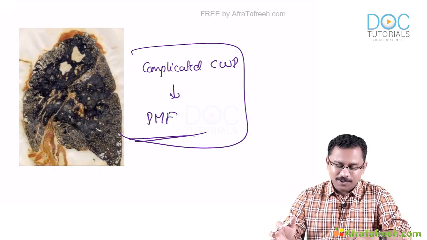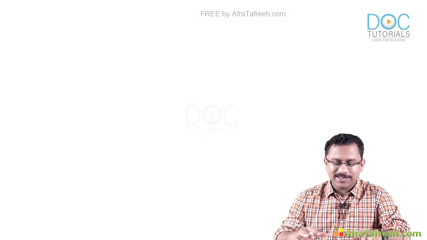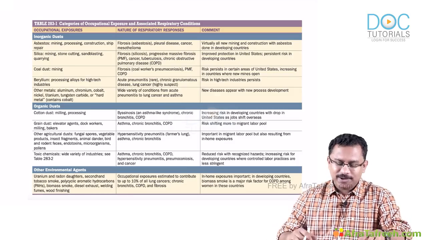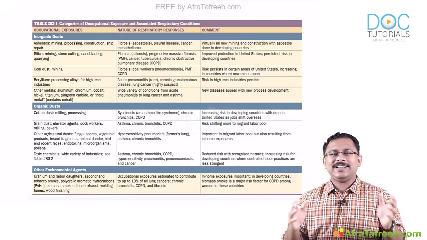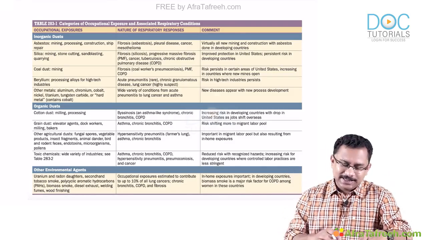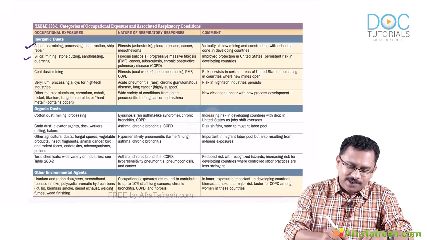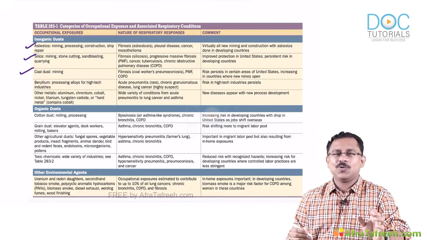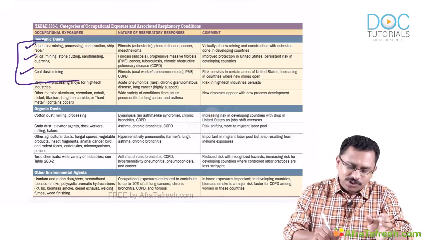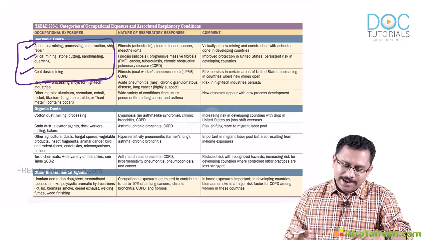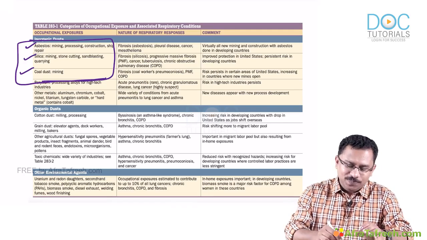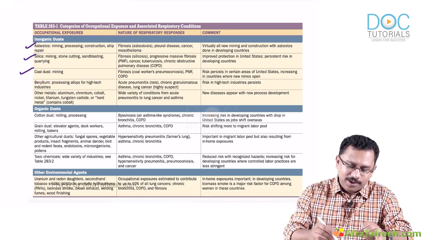Again very important. Other than these, which are the most important ones, you have other occupational exposures as well. I'll just show you this table in Harrison summarizing the various occupational lung diseases. Asbestosis we have seen, silicosis we have seen, coal workers pneumoconiosis we have seen. Remember, most of the questions will be from these three, which we have discussed. And maybe you can remember two more points.